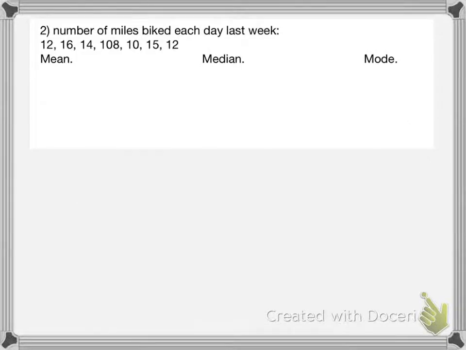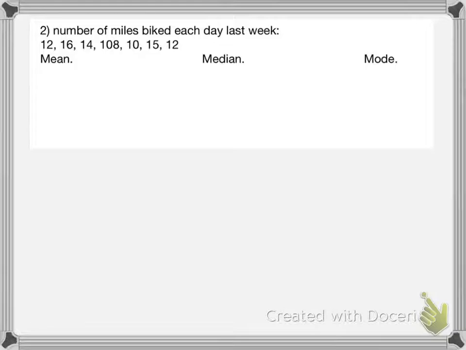Okay, our next one, the number of miles biked each day last week. So we have 12, 16, 14, 108, 10, 15, and 12. So this person maybe decided to bike out to Montauk or something. And then the other days maybe they biked locally. So again, let's find the mean, the median, and the mode here.